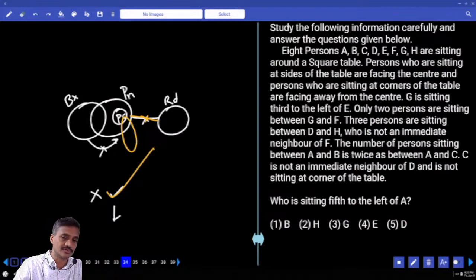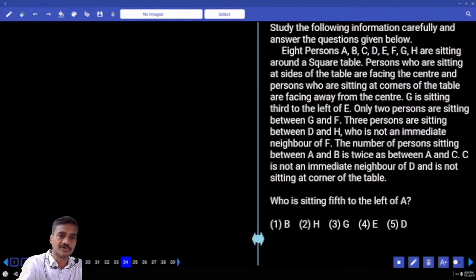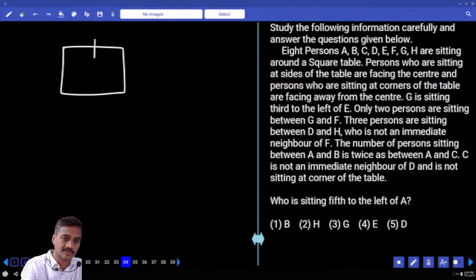Then 34 to 37. Now this 34 to 37 is based on a square table. There are 8 persons seated around a square table, 4 at the centers and 4 at the corners. The persons at the corners face away from the center and the remaining persons face towards the center. Maintain the information.